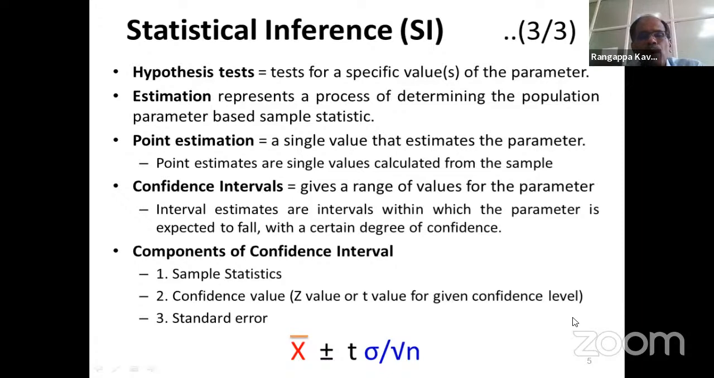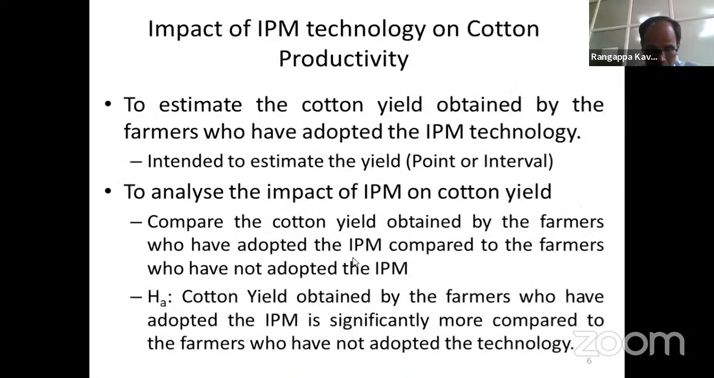And sigma over root n is actually the standard error. The first thing is the sample statistic, plus or minus the table value of t, and the rest is the standard error. These are the three important components in the interval estimation. By using this interval estimation, we could go for this.